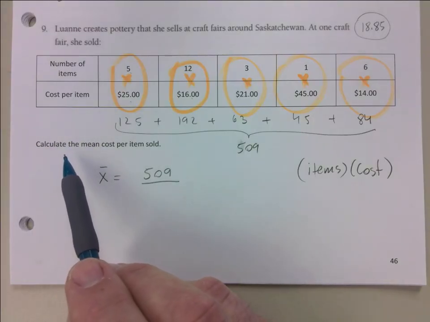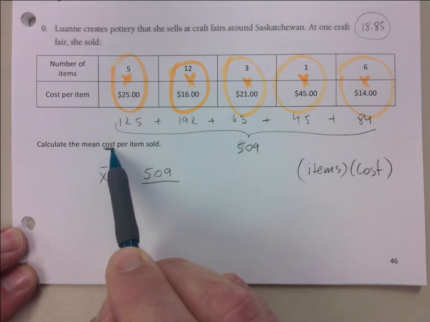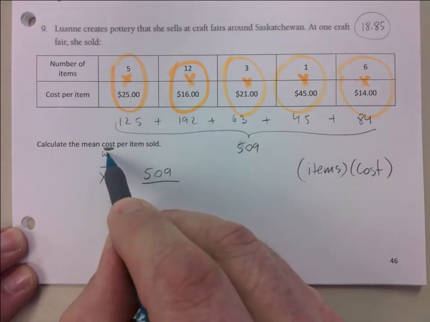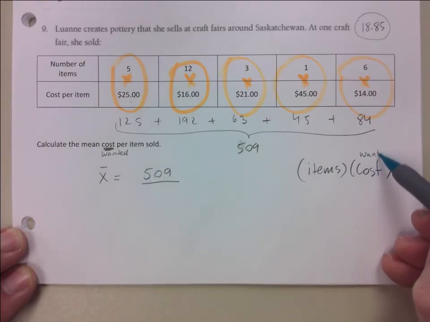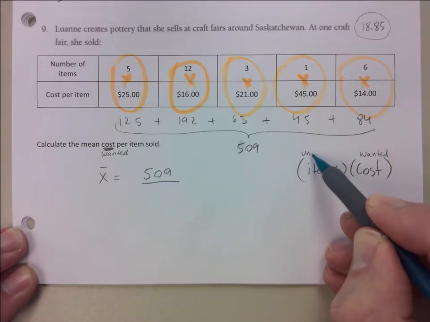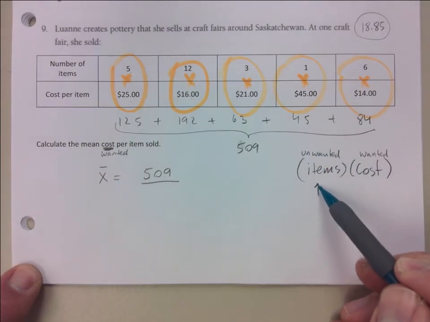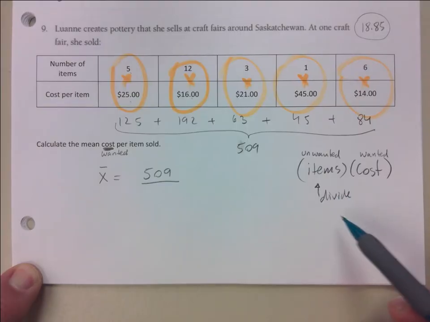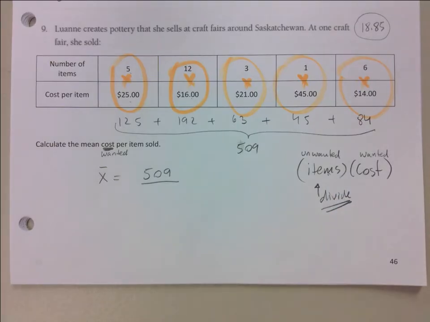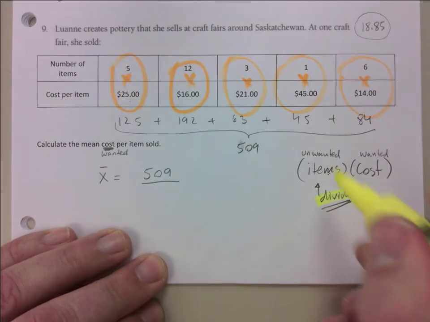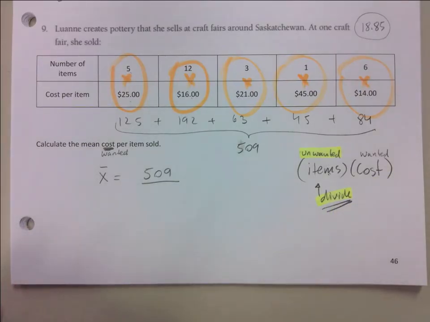What do you want to keep, right? It says calculate the mean cost per item. So they want cost. That's wanted. So you want to keep this one. That makes this one the unwanted. So maybe you can just stop here and just say divide by this. Divide by the number of items. Okay, I'm going to highlight that. This is the unwanted piece. You want the cost to stay, so you need to divide by items.